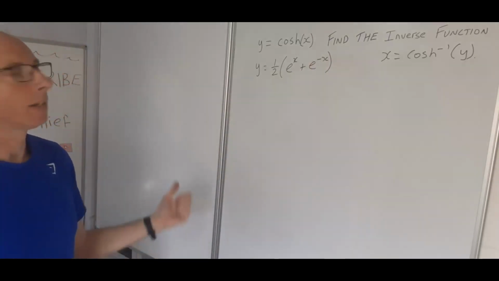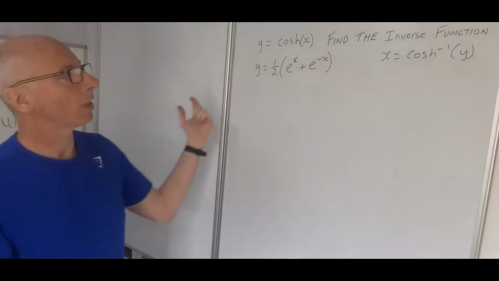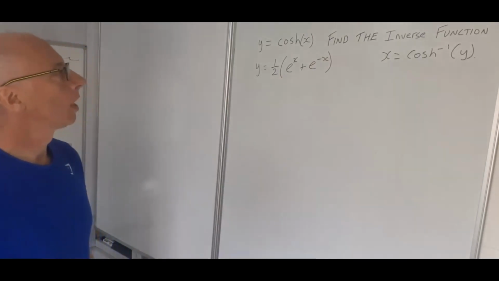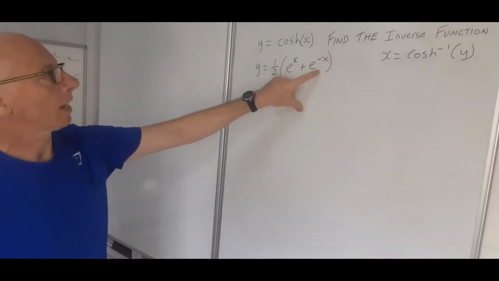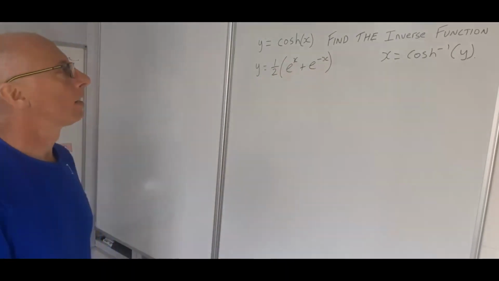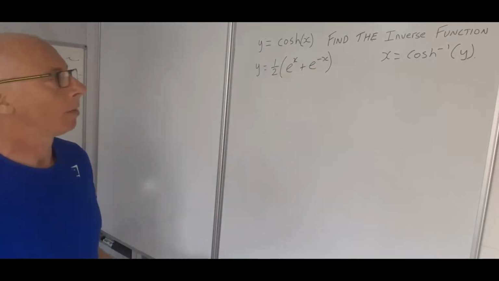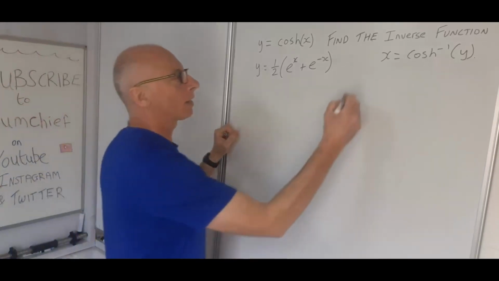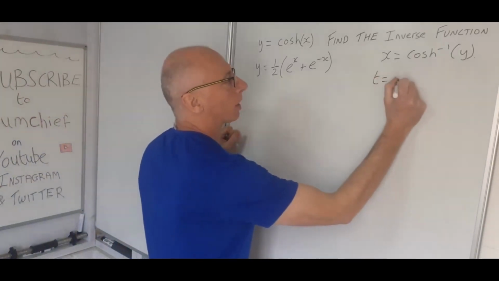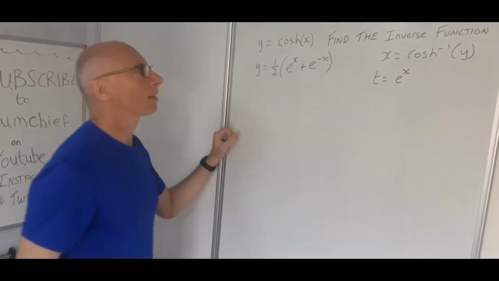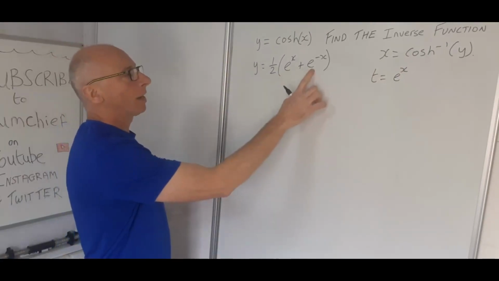Okay, so that takes care of that. Now we've got rid of any trig functions, but now we've got these messy e to the x's and e to the minus x's. So what we're going to do now is substitute a dummy variable just to make the calculations a little bit easier. I'm going to substitute t equals e to the x. Just plug them in there.